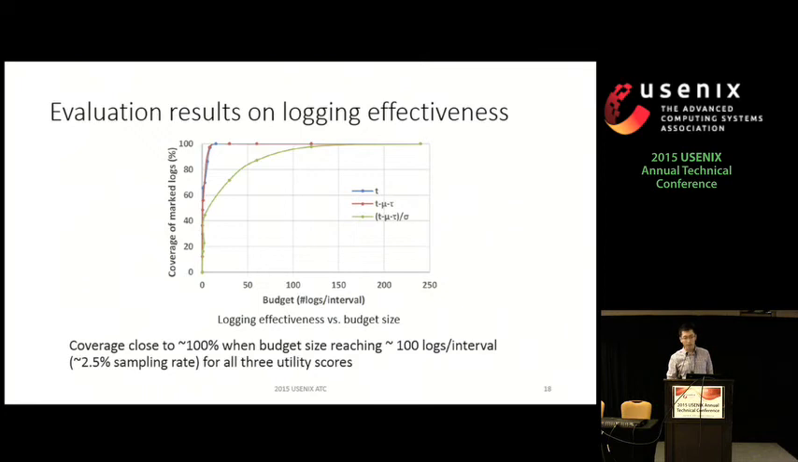And so the previous slide shows the I/O throughput. So this slide shows the effectiveness. They are quite associated with each other. So here are three curves. They are three different definitions of utility score.